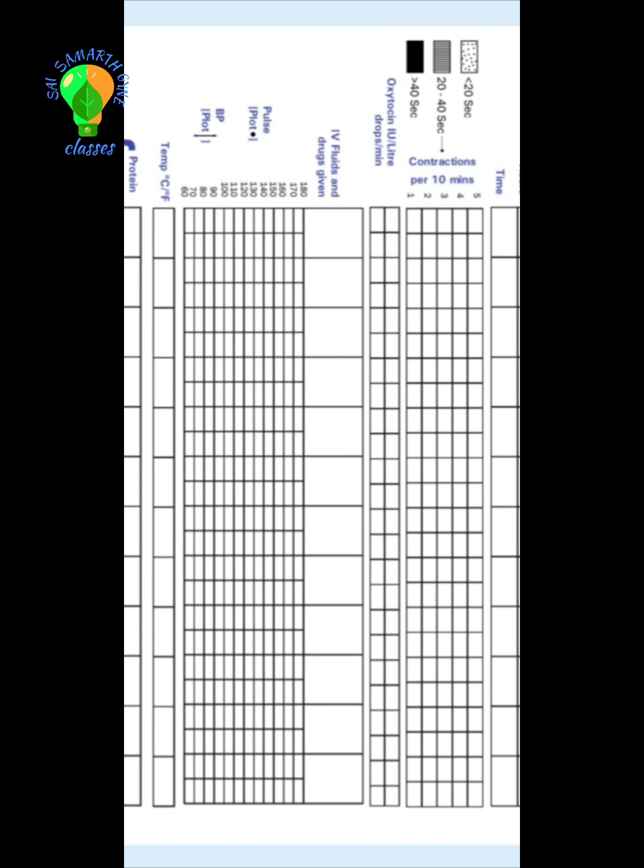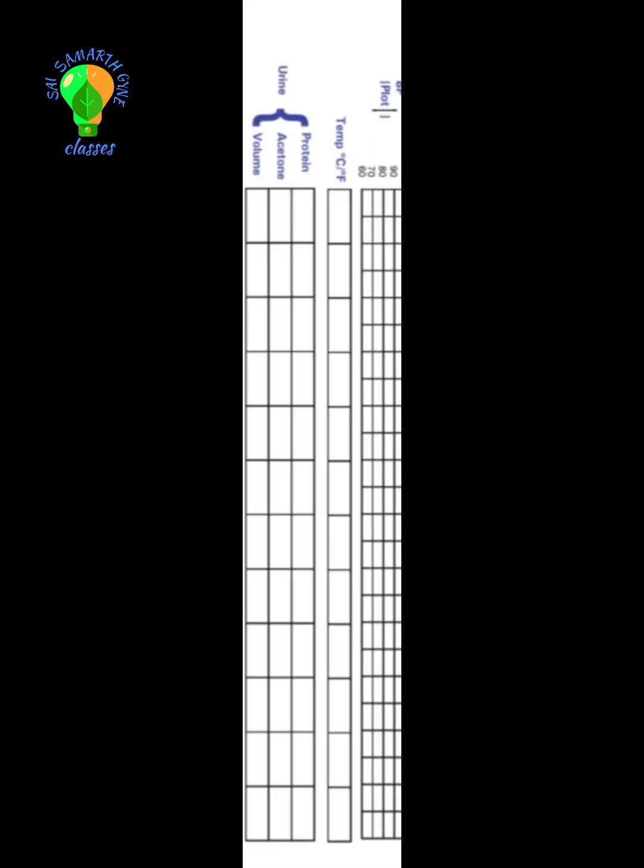Then all the drugs and the IV fluids that are given to the patient, to the mother, they are plotted with their doses and their routes properly in this chart. Blood pressure and pulse are also recorded. So BP is recorded every 4 hourly, pulse is recorded every half hourly, temperature also 4 hourly it is recorded, and this way plotting is done. So urine tests of the mother for protein, acetone, and the amount of urine is also plotted and recorded.